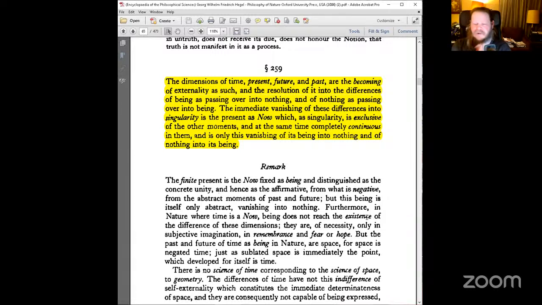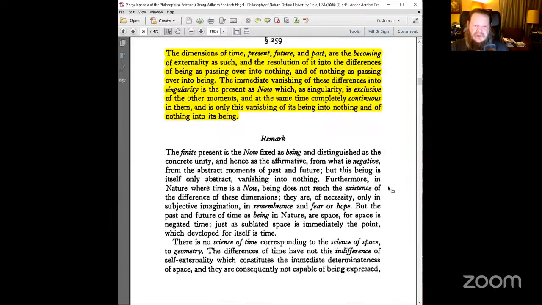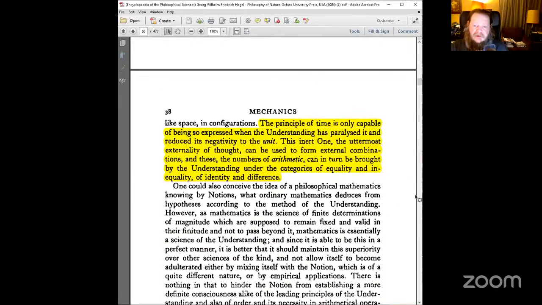This is a logical repetition of the very beginning of the logic, where you see becoming and how it structures what we think of as time.